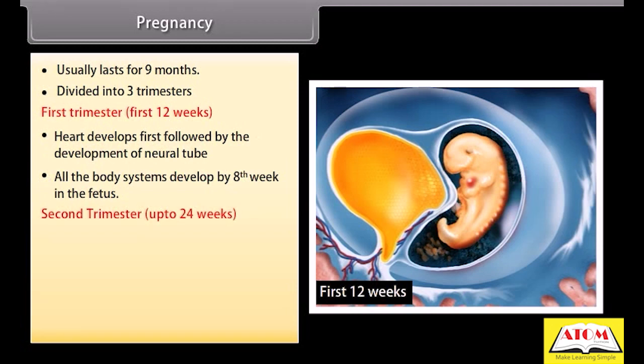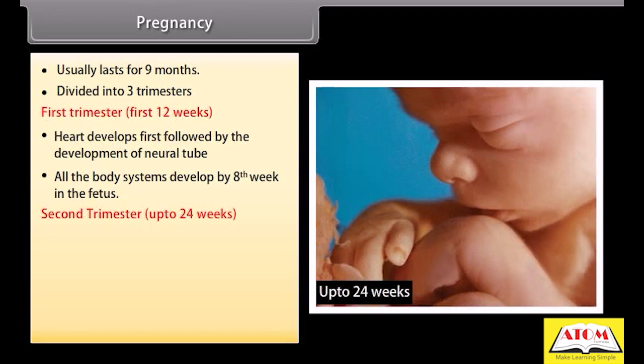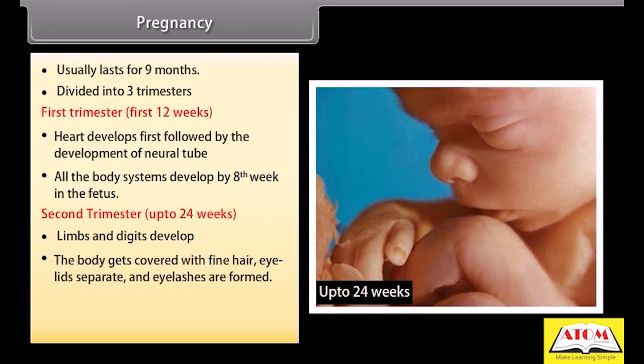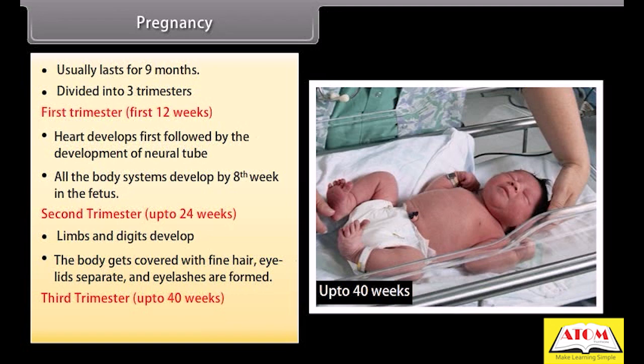Second trimester, up to 24 weeks. Limbs and digits develop. The body gets covered with fine hair, eyelids separate, and eyelashes are formed. Third trimester, up to 40 weeks. Full-term fetus develops, ready for delivery.